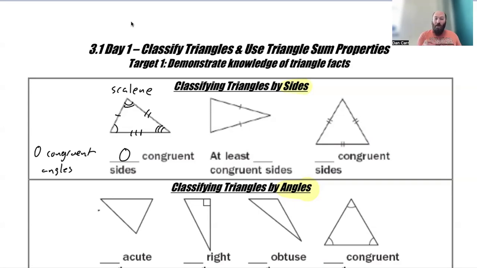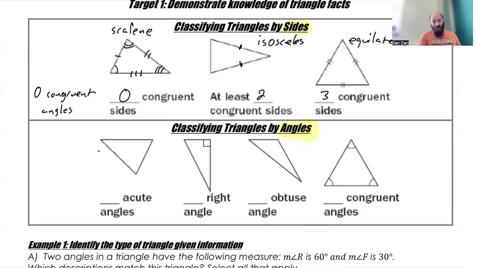Okay, if we have at least two congruent sides, so like this right here and here, that's going to be called isosceles. If all three sides are congruent, that's going to be an equilateral triangle. Okay. Classifying by angles.